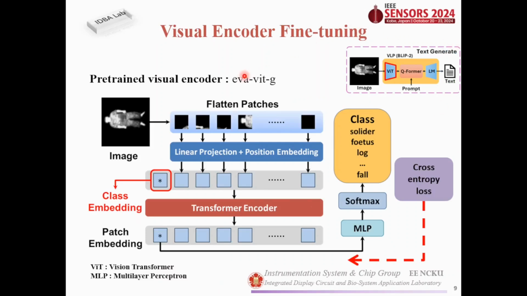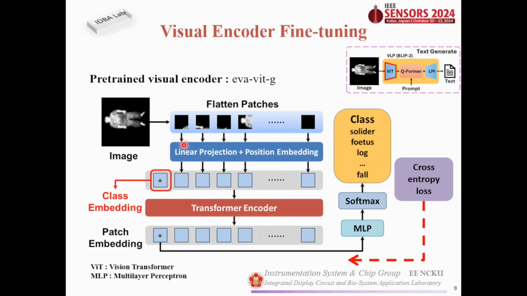Next, we fine-tune the visual encoder. We use ViT as the visual encoder in VLP models to extract visual features from images. Because the ViT we use is pre-trained on RGB images, it requires fine-tuning for adaptation to thermal images. The fine-tuning process is shown in this figure. An MLP layer is added to the ViT to classify images into 10 posture categories.